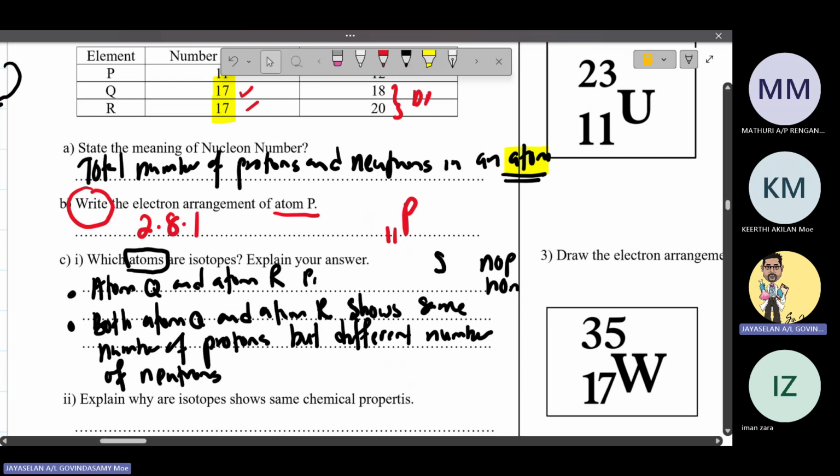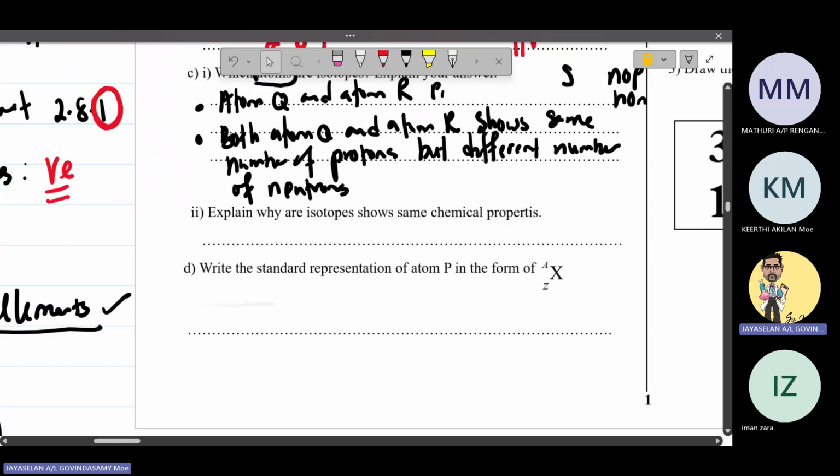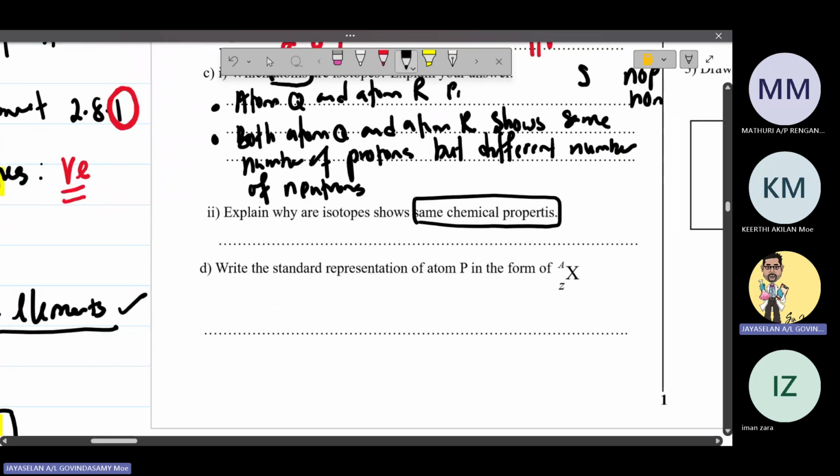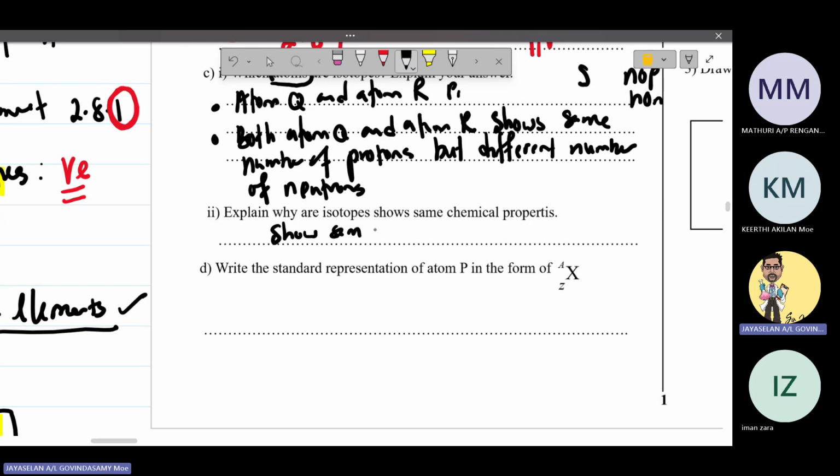So next question. Explain why isotopes show the same chemical properties. When I was in Form 4, I also made the same mistake, you know. I wrote, because isotopes have the same number of protons. Some students write same number of protons, then expect to get the marks, but you will end up with 0 mark. So please remember, don't repeat the same mistake.